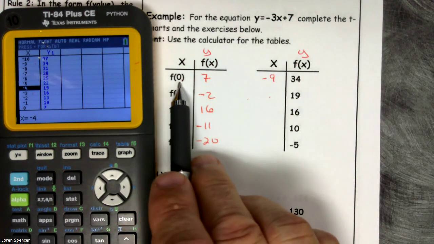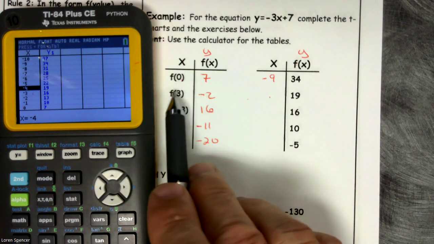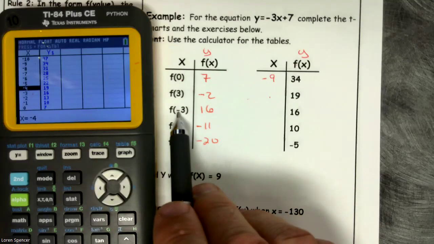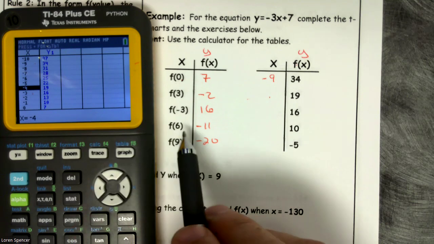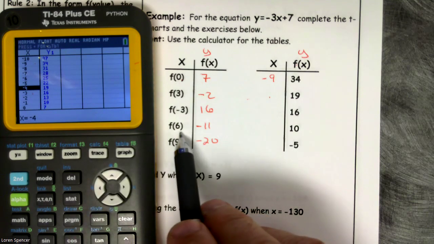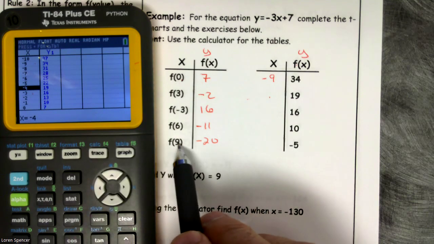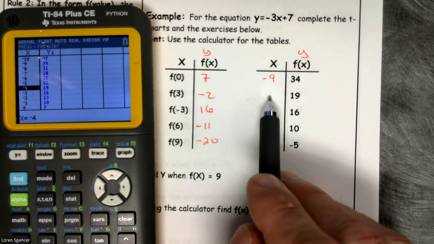And this is the function performed on 0. So when x is 0, we got 7. When x was 3, we got negative 2. When x was negative 3, we got 16. We see that there. F is 6. When x is 6, we get negative 11. When x is 9, we get negative 20.